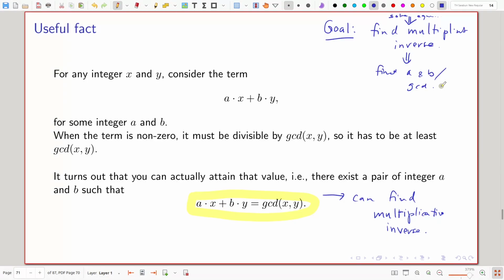Okay, so let's get more concrete. To find A and B, given x and y, we will use Euclid's algorithm. We will basically modify the Euclid algorithm to output not only the GCD, but also A and B, so that in the end you have not only the GCD, you output A and B as well. Let's see how we could do that.